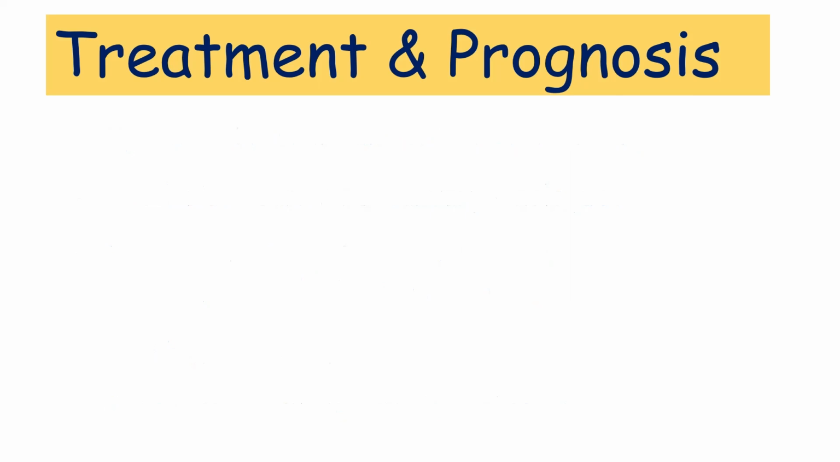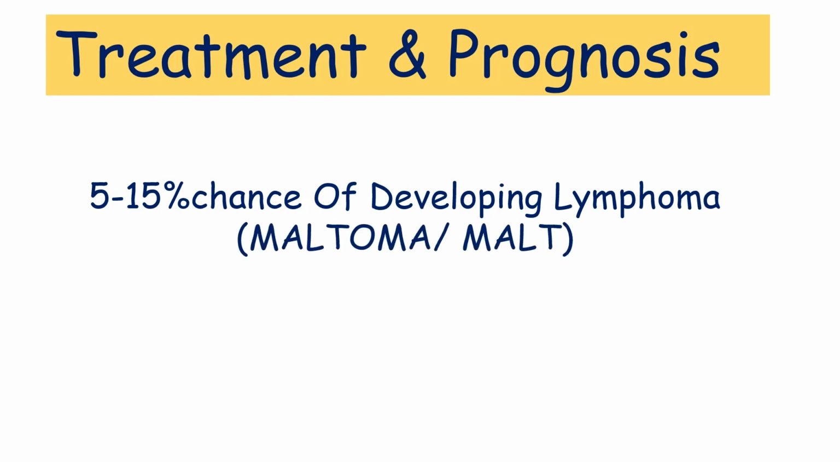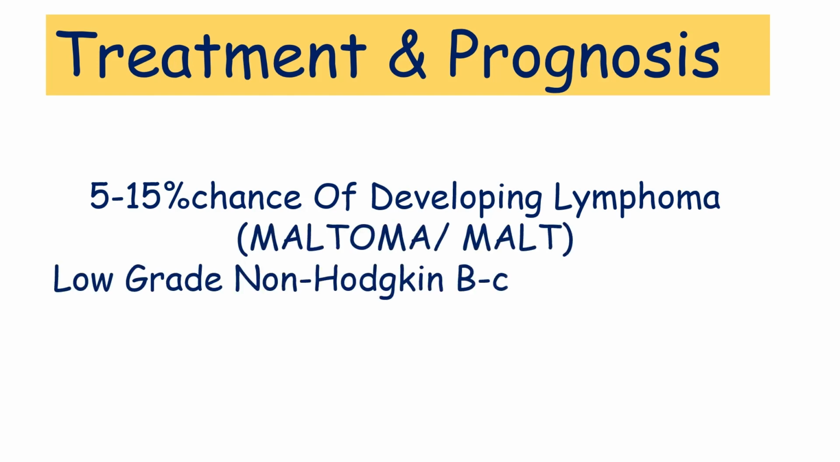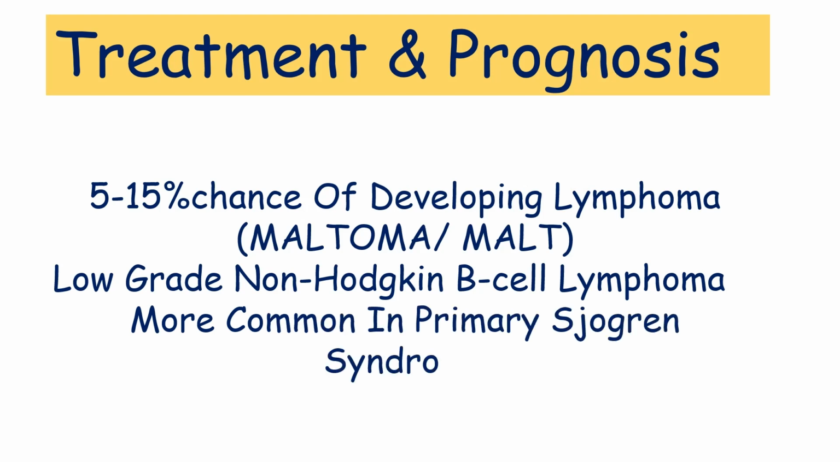Follow-up and a good look at new symptoms is necessary, as there is a 5 to 15% chance of developing lymphoma, also known as MALToma, which is a low-grade non-Hodgkin B-cell lymphoma, especially in patients with primary Sjogren syndrome.